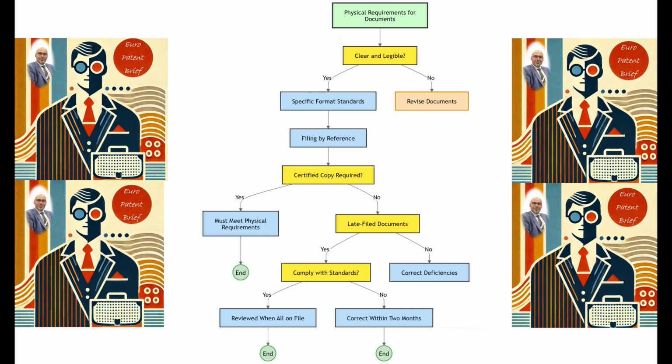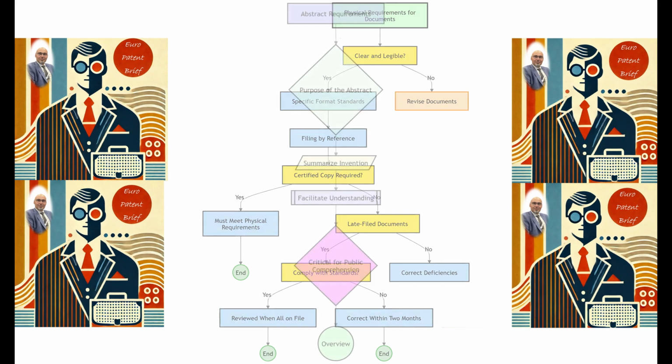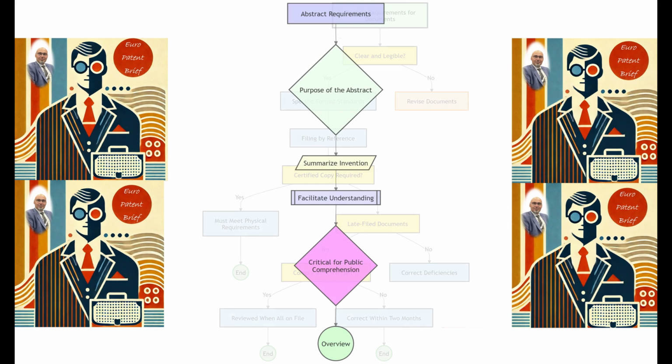1.2. Further checks. Now, let's talk about the additional checks that the receiving section must perform. These checks ensure that your application meets all the necessary standards before it moves forward. I. Preliminary check of the description and claims. The receiving section must ensure that the title of your invention, which will appear in the published application, generally meets the requirements.